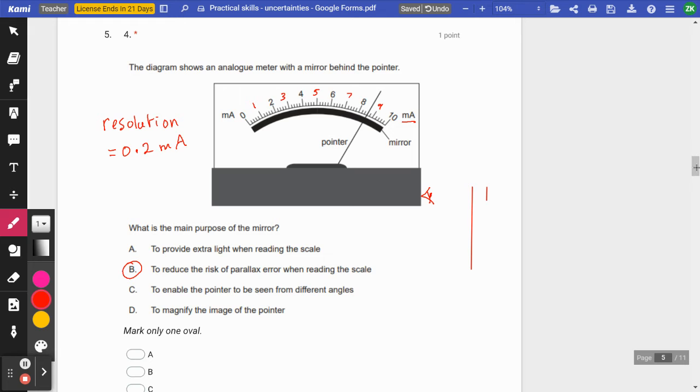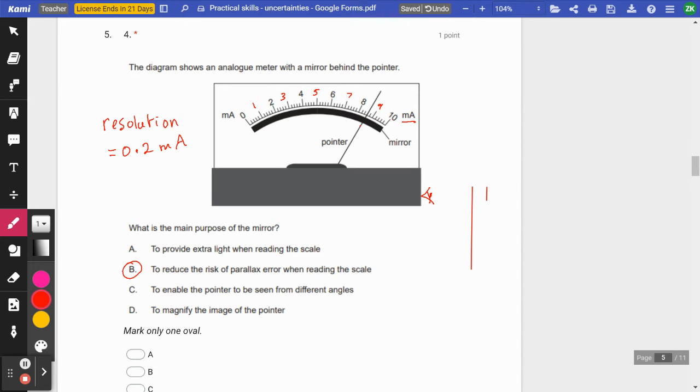if I was to look dead on, dead straight, what will happen is you will see that the pointer will be directly behind. If I look where my eyes are in this position, the mirror's reflection will be directly behind the pointer.